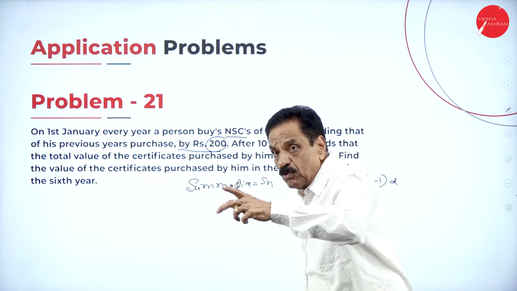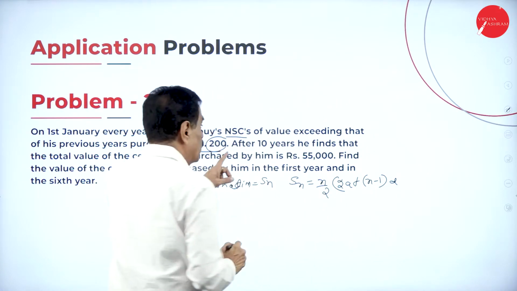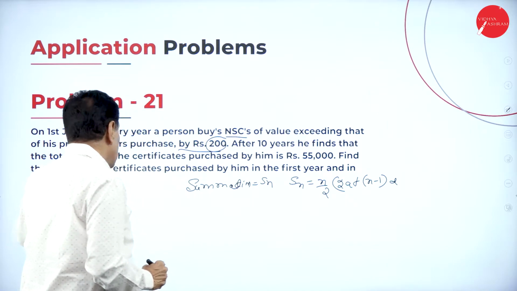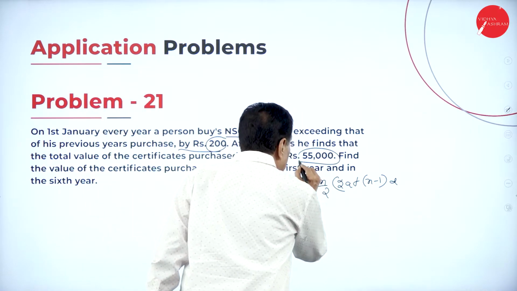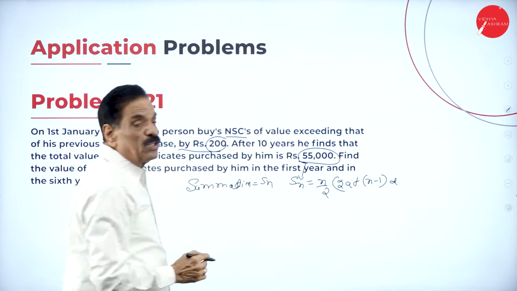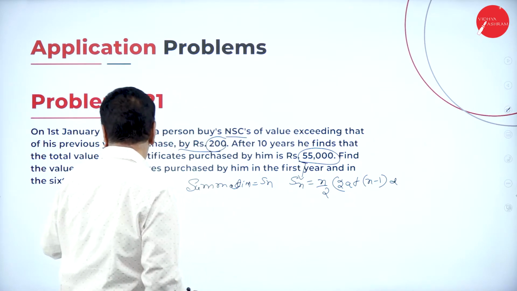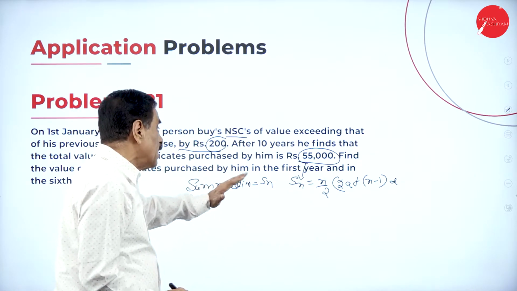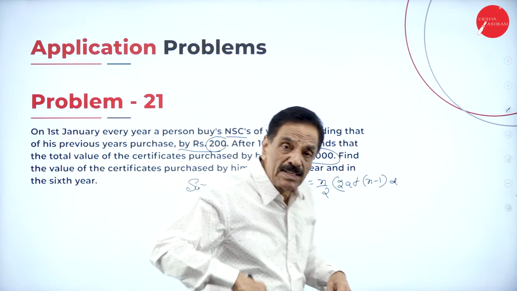So the difference is only 200, that is called D. After 10 years, N is equal to 10 years, he finds that the total of the certificates purchased by him is 55,000. This is the summation, the total. Find the value of the certificate purchased by him in the 1st year. What is A? And in the 6th year, what is the value?